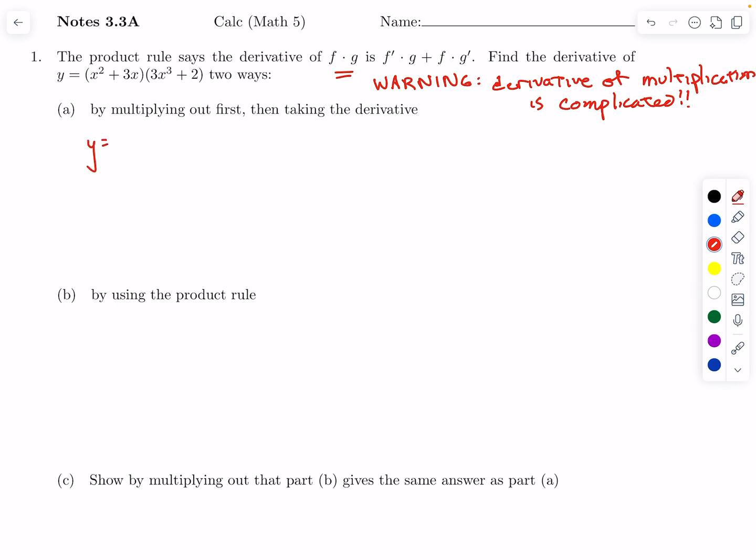I'm going to first multiply out, let's FOIL. Front, outer, inner, last. And then the derivative.